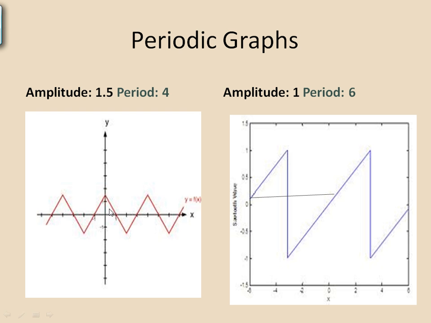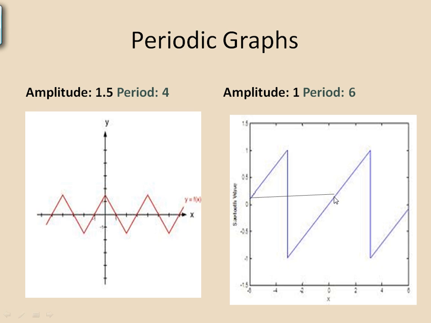Now for the period, we need to see when it begins to repeat. So if we start here at the 0 mark and keep continuing until it starts to repeat, we make it all the way to this point right here. So if we count how many hash marks we have, we're going to have 1, 2, 3, 4. So it takes 4 values before we start to repeat our graph. So that's our period.